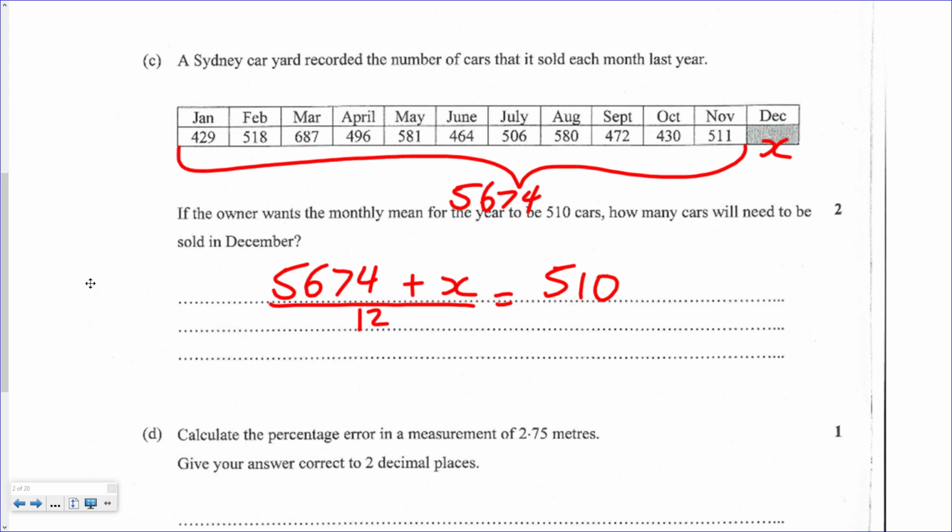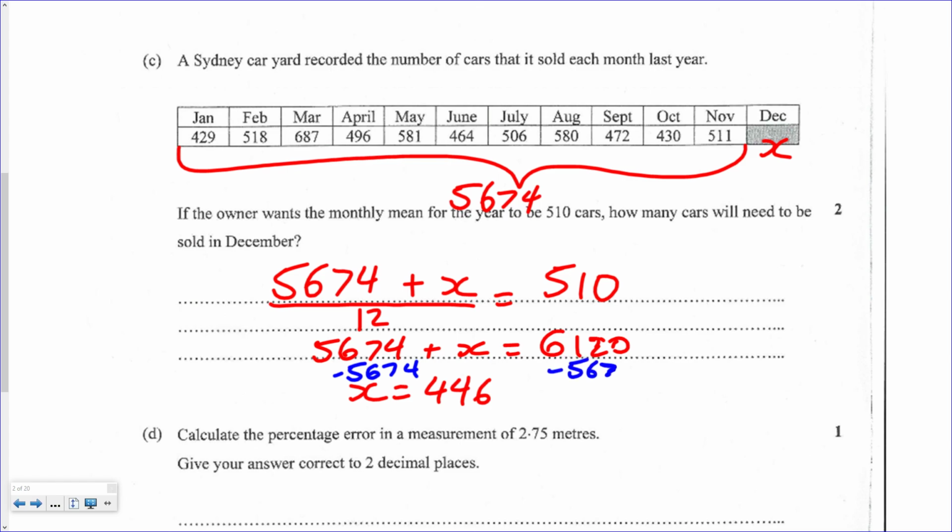So now you just have an equation that we want to solve. First of all, we're going to multiply that 12 over, which will give you 5,674 plus x equals 6,120. So what I did is just multiply the 12 over. Remember, we want to get rid of the thing that's furthest away from the x first, which is the 12. And once we've done that, we'll just subtract 5,674. So x equals 446. What I did there is minus 5,674 from both sides, giving me the answer 446, which is the answer.